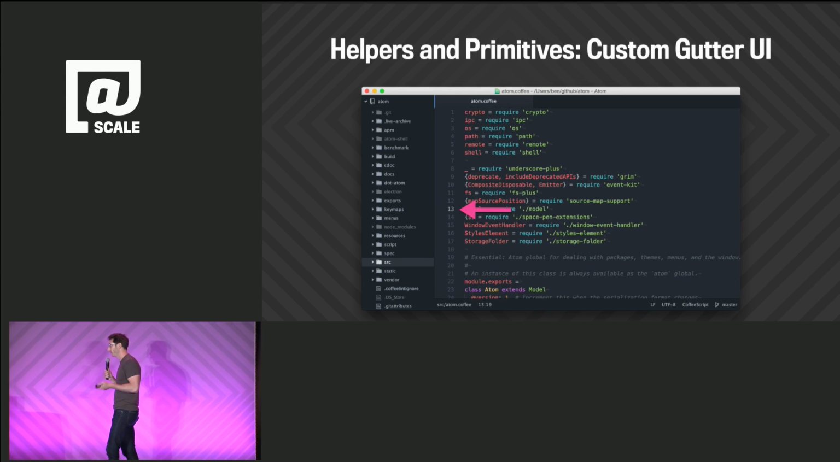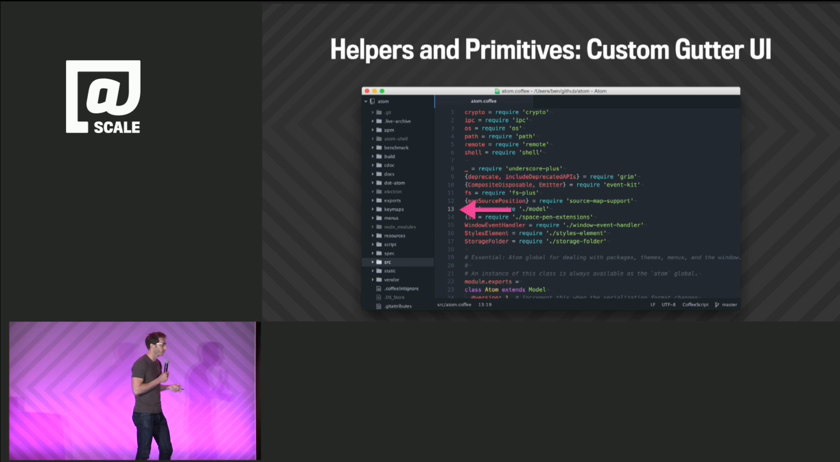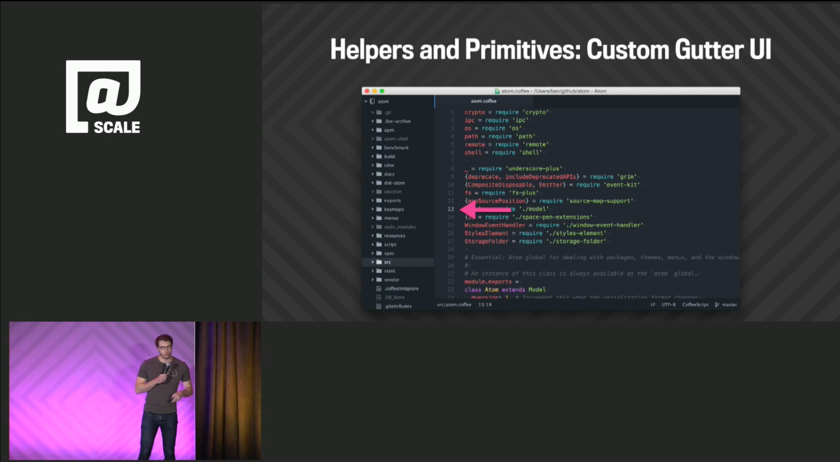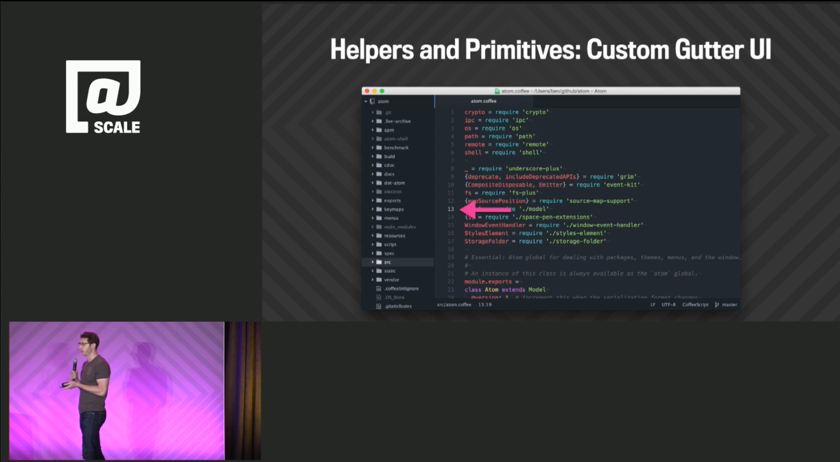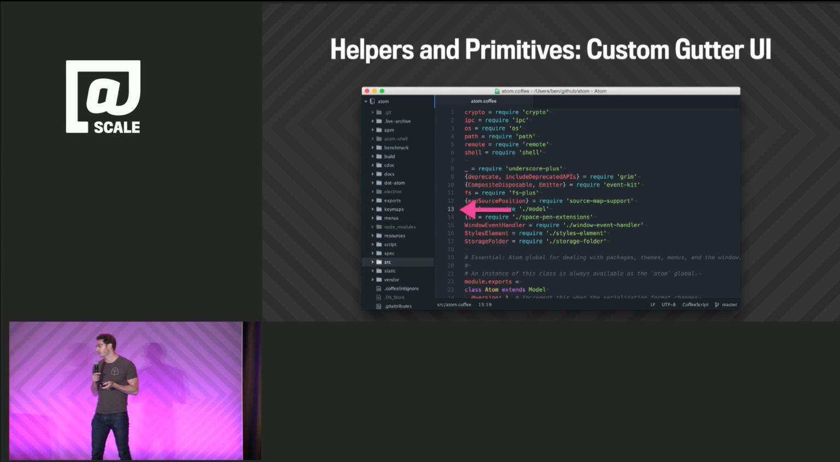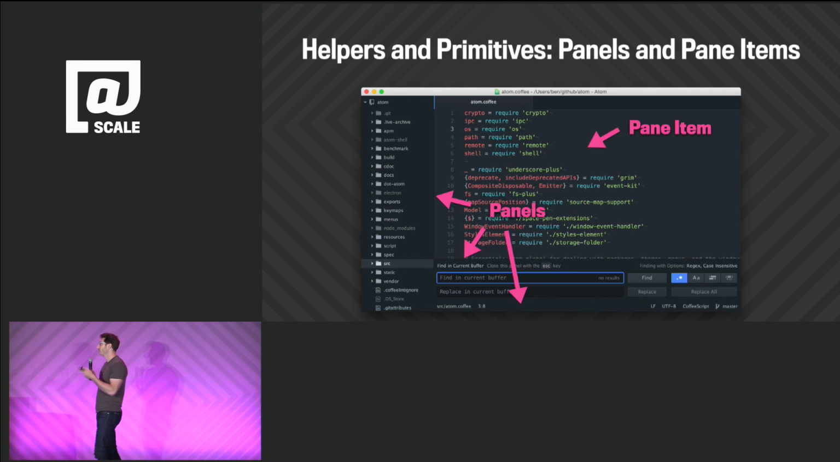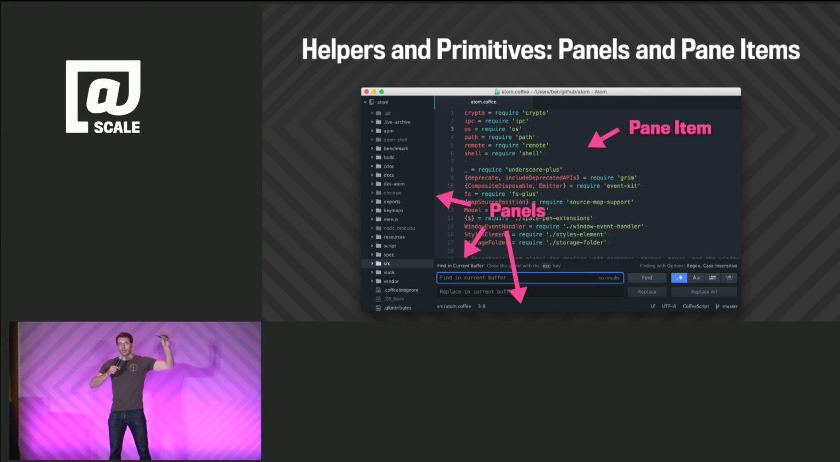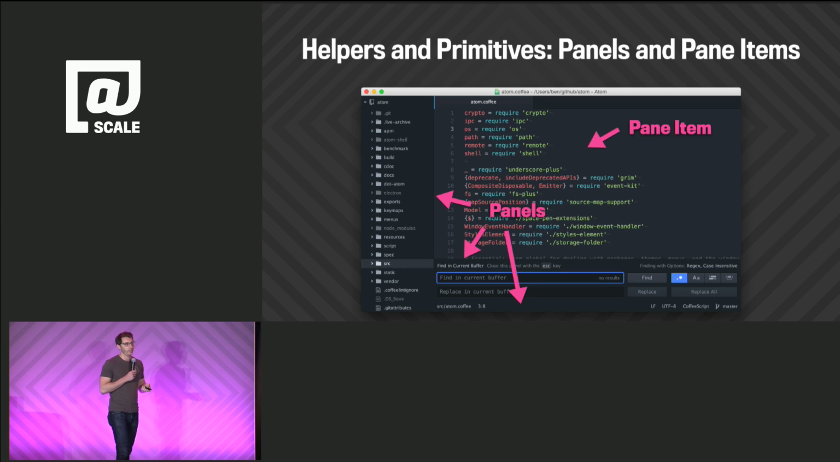The next one is a custom gutter UI. You can add a strip to the gutter that has a click target and maybe adds a breakpoint for your debugger. We also have some core features implemented with this. The line numbers are actually just custom gutter UIs. It's the same APIs that you can use in your package. The next thing is panels and pane items. These help us lay out the interface. Panels are around the edges of the interface, and the pane items are the things that you interact with in the interface, like editors, and like that crazy CSV editing interface.